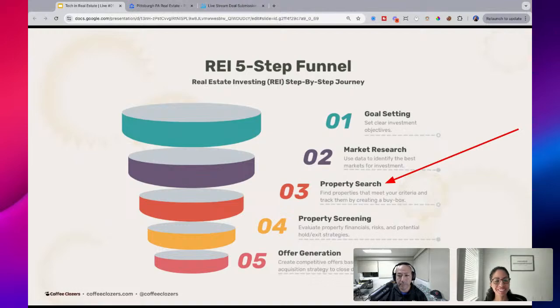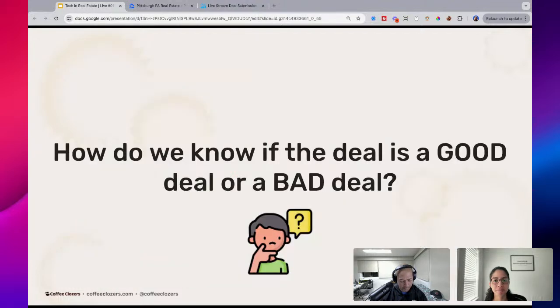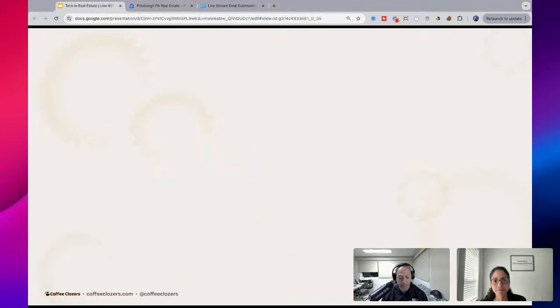Sometimes property searching goes in between those 3 steps as we get really excited. As a beginner investor, you may be using a site like Zillow to see what listings are available in your market and determine, could this be a good investment for me? But one of the biggest pain points I hear is, how do I know if this is a good deal or a bad deal? Do I need to spend hours researching the property or less than that?